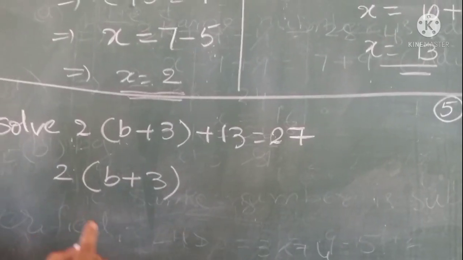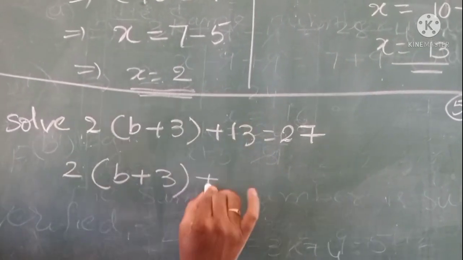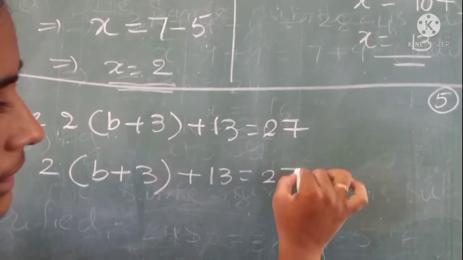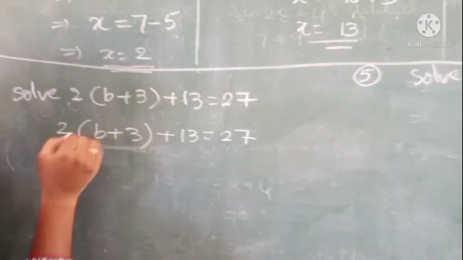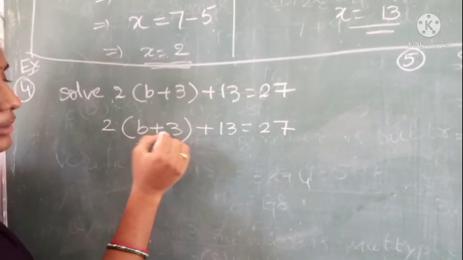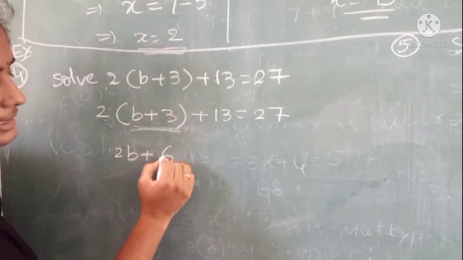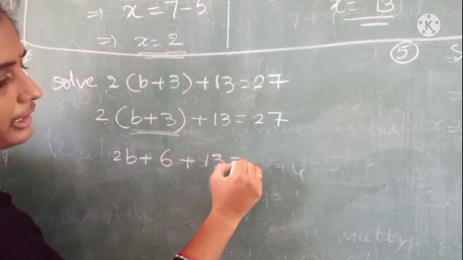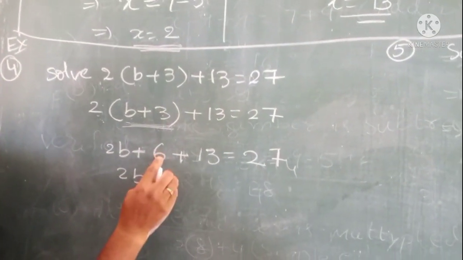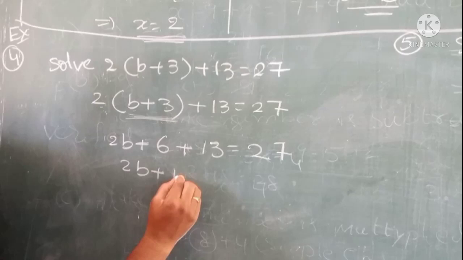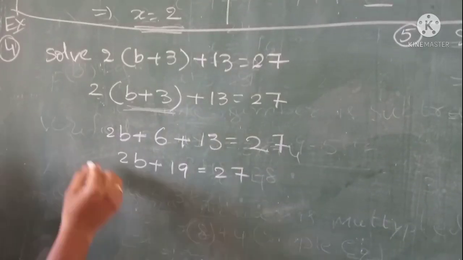Children, we have read the problem carefully. 2 into b plus 3 plus 13 equals 27. 2 is multiplied by both b and 3. So 2 into b, 2b, plus 2 threes are 6, plus 13 equals 27. 2b plus 6 and 13 become added, 19, equals 27.